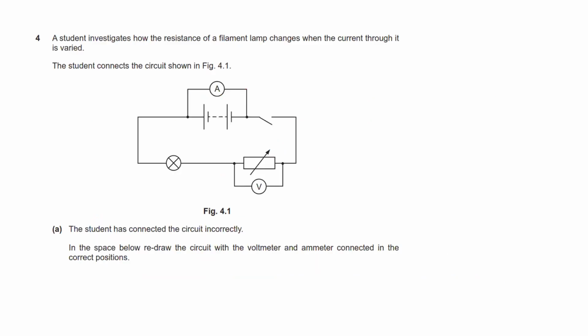So moving ahead, question number 4, the last question for this exam. The student investigates how the resistance of a filament lamp changes when the current through it is varied. The student connects the circuit as shown in figure 4.1. The student has connected the circuit incorrectly. In the space below, redraw the circuit with a voltmeter and ammeter connected in the correct position. So remember, in the circuit, the ammeter is in parallel. This is incorrect. The voltmeter is in parallel. This is correct.